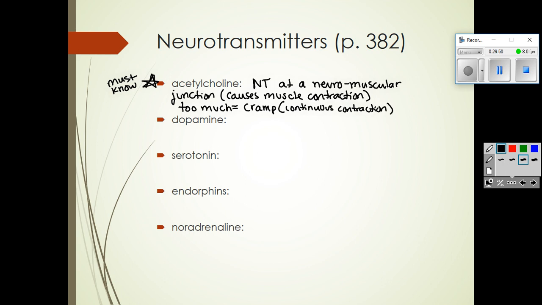It can be as simple as a cramp or as serious as a muscular disorder where muscles can't relax. So what I just did for acetylcholine, what it does and what happens if there's too much of it, is the same thing I'd like you to very briefly fill in for the other 4 neurotransmitters that are there. And like I said, page 382 has a beautiful table that has function and effects.